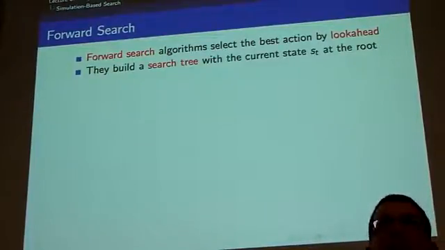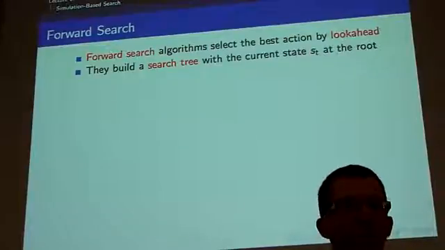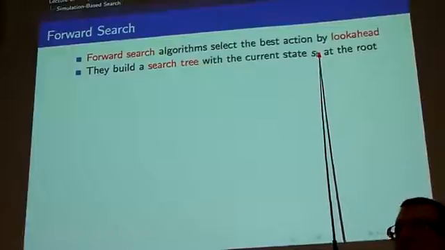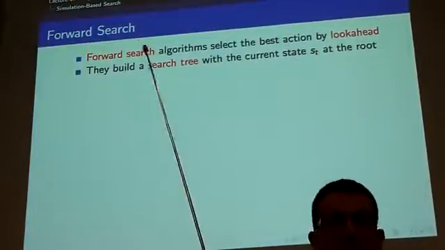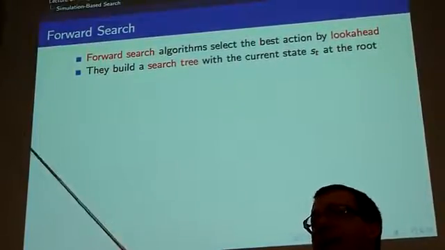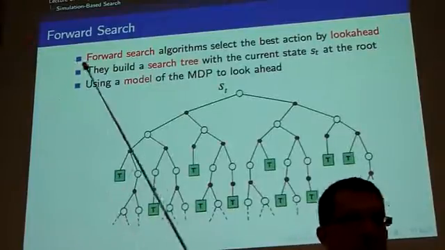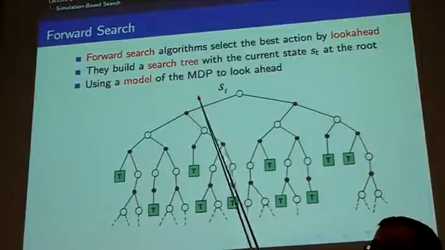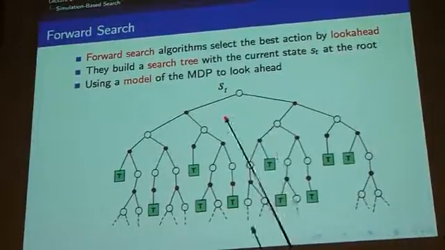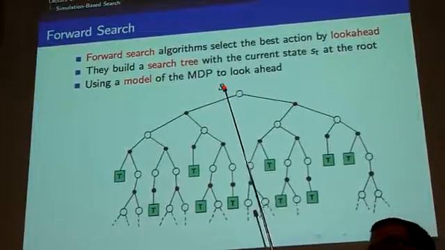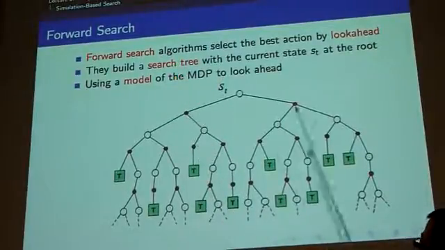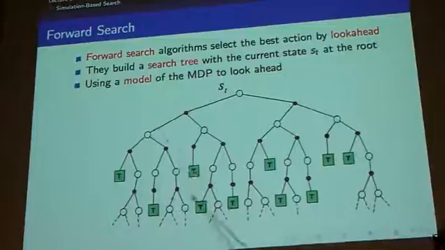In particular, they build a search tree that's rooted at the current state. So the agent's at this state and wants to know, well, what's going to happen to it over the next step, over the next 2 steps. And it's going to use a model of the MDP to look ahead. So you need some model to be able to look ahead. You need to be able to say, well, if I took this step, this is what's going to happen to me. And then if I took that step, this is what might happen to me.